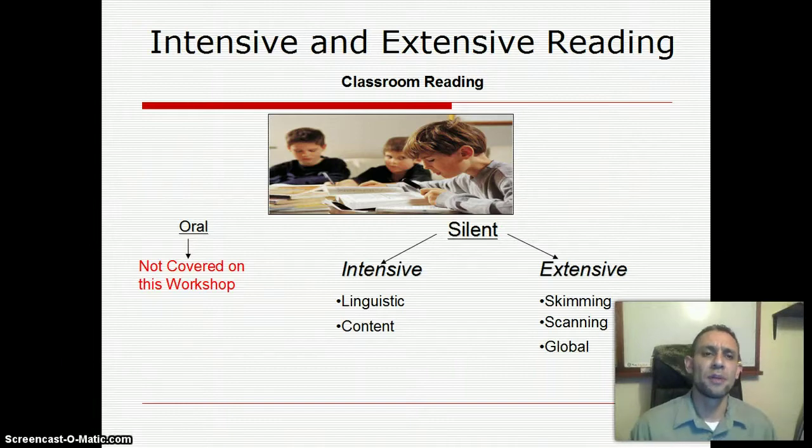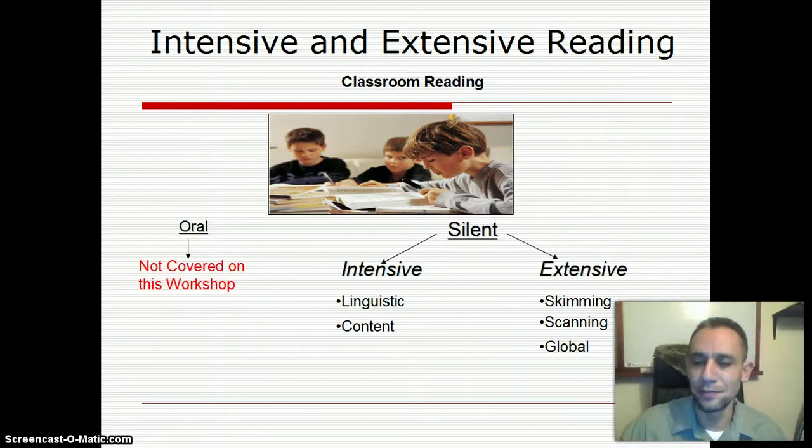Let's continue our workshop. Now, our workshop is on intensive and extensive reading, and this is in a classroom environment. We have two types, oral reading and silent reading. In this case, we're going to omit oral reading and not cover it in this workshop. We're going to cover silent reading, intensive, and its extensive categories.